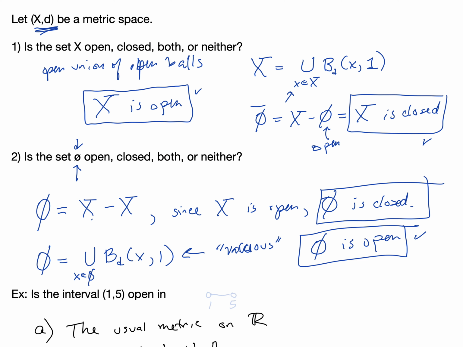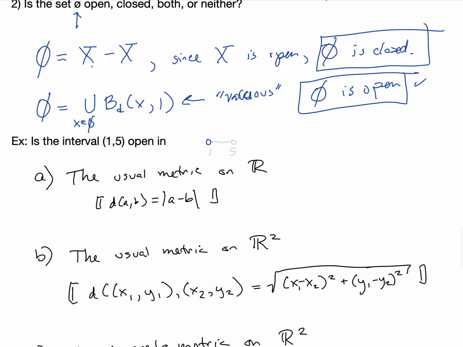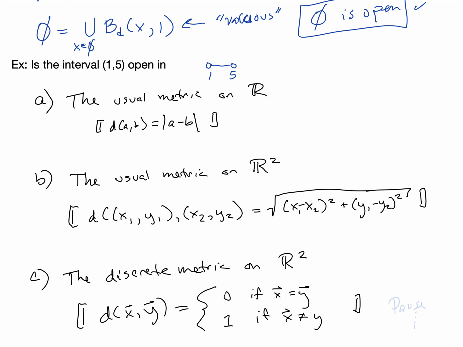So let's think about whether the open interval (1, 5) in the real numbers is open in the following metric spaces. So let's say the usual metric on R, the usual metric on R squared, and the discrete metric on R squared. So for each of those metric spaces, is the interval from 1 to 5 open? So again, I'd like you to pause, grab paper if you haven't already, and think about each of these.